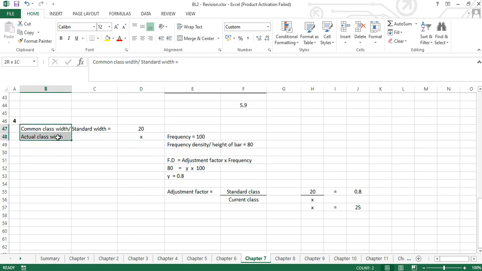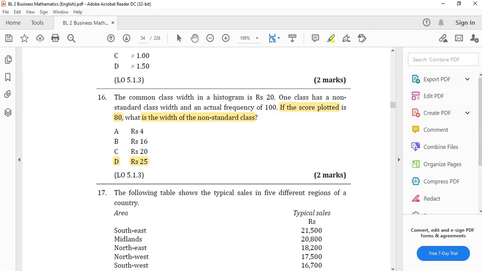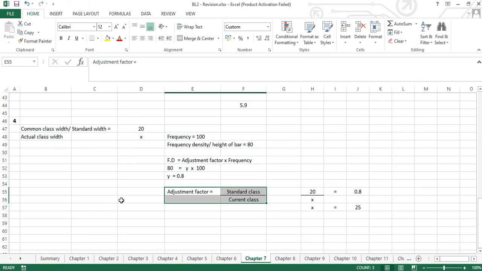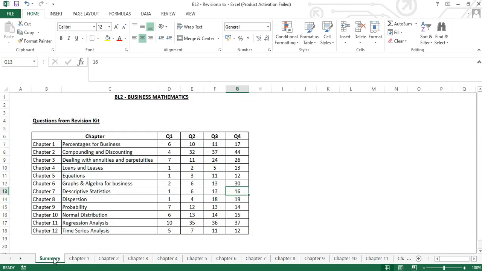Whenever you see questions relating to class width, remember the adjustment factor formula. Alright? Because that's where they would like to test you. So with that, we finish chapter 7 revision and let's move to chapter 8. Okay, now let's look at chapter 8 questions.